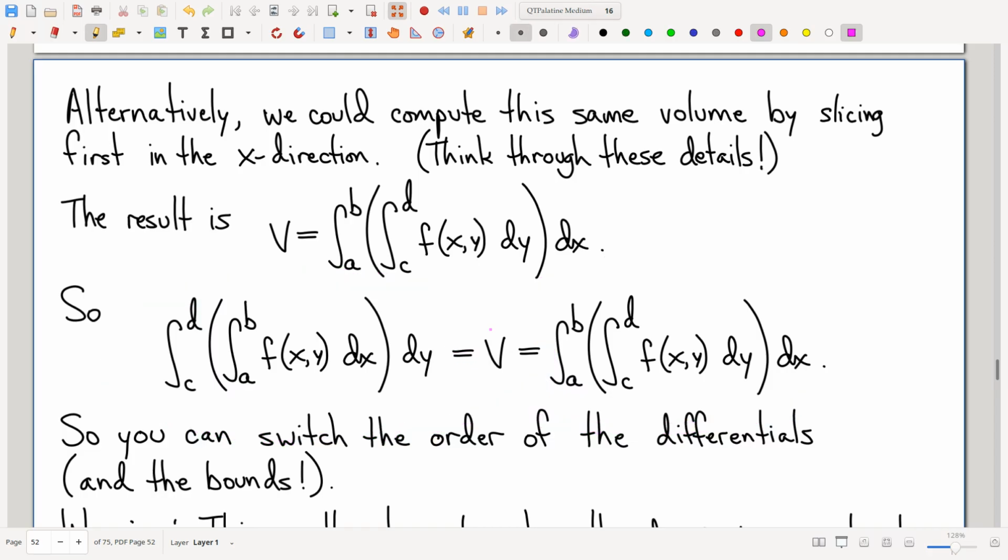When you switch the differentials, a lot of times people think of this as just switching the differentials. It's not quite that simple. If you think about it, the differentials are paired with the bounds. If you switch the differentials, the bounds are attached to the differential. The bounds depend on which variable you're talking about. So don't forget to switch the bounds also. They go together. I hope that makes sense. Any questions about that part?